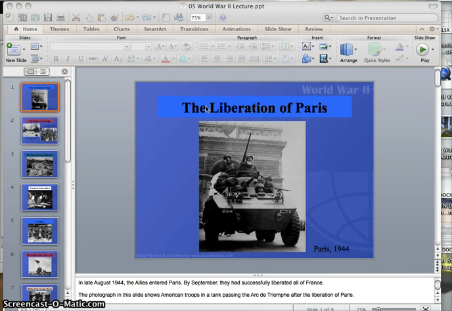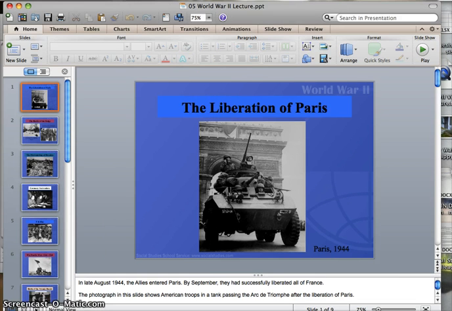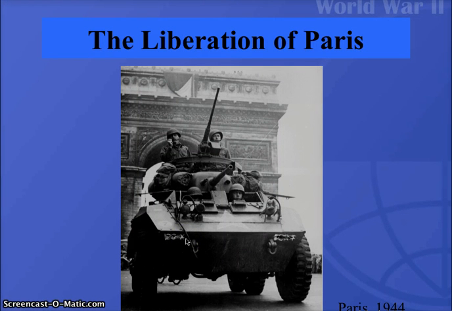We are continuing with World War II. We are going to talk about Lecture 5 today. Lecture 5 will encompass, hopefully, the liberation of Paris and much of the Allies' victory in Europe, and end with the surrender of Germany. So in late August 1944, the Allies enter Paris.